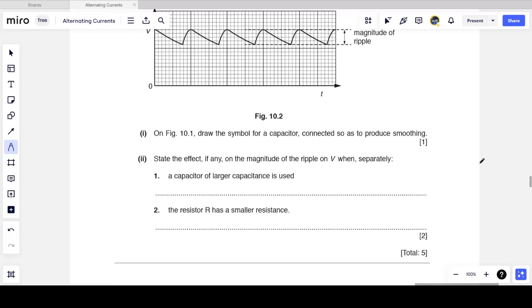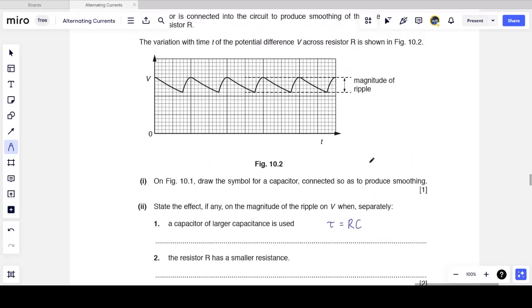For B2, we are asked to state the effect, if any, on the magnitude of the ripple on V when, separately, firstly, a capacitor of larger capacitance is used. Well, the first thing I'm going to say is that the ripple depends purely on the time constant, which we sometimes call tau, the Greek letter tau. And this time constant is R times C, the magnitude of the resistance times the magnitude of the capacitance.